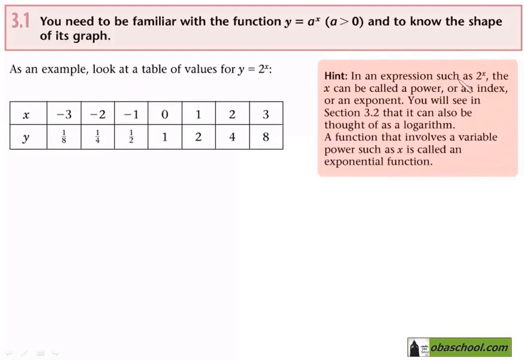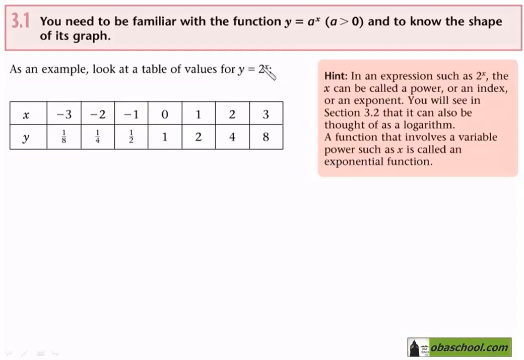Now, in an expression such as 2 to the power x, the x over here can be called a power, an index or an exponent. We're talking about the x that is right on top of the 2. You will see in section 3.2 that it can also be thought of as a logarithm, and we will discuss that later. A function that involves a variable power such as x over here is called an exponential function. You're going to see how the exponential function will look on the graph by the end of this video.